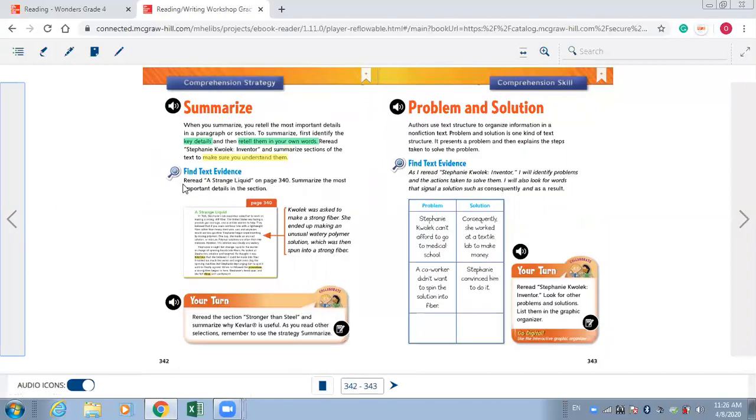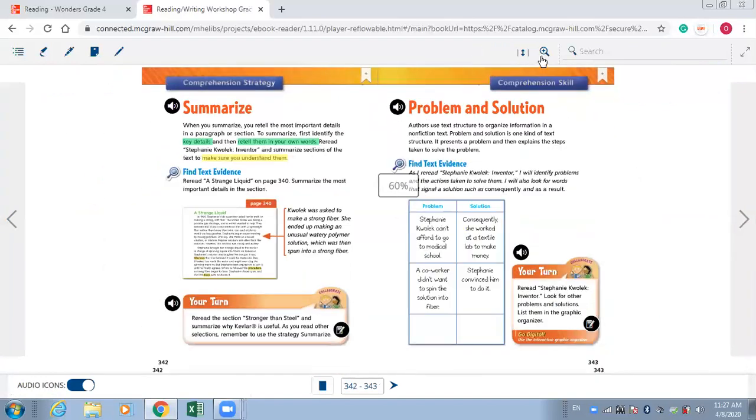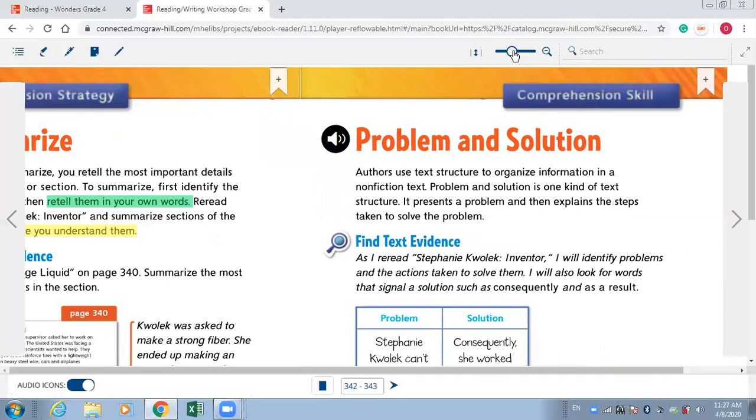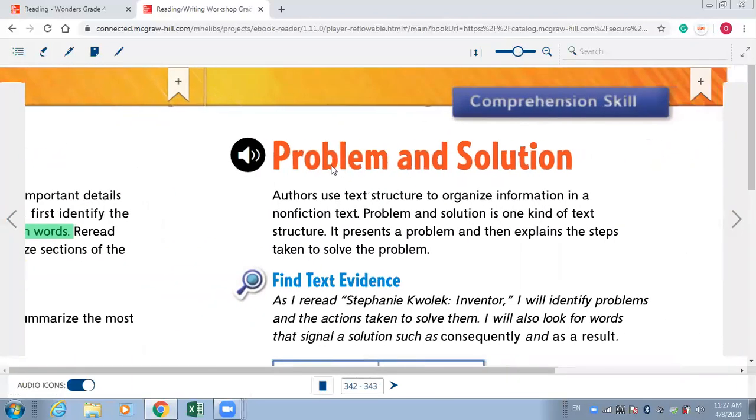Last time we talked about summarize, which was on page 342. Today, as before yesterday, we'll be talking about comprehension skill. The comprehension skill for this story, Stephanie Kwolek, Inventor, is problem and solution.